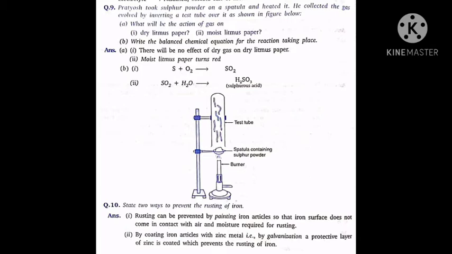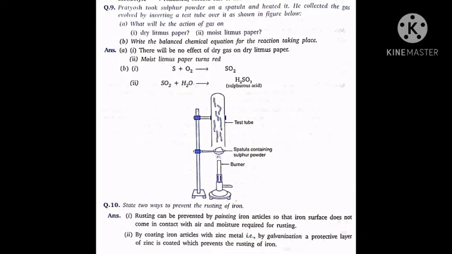Question number 9. Pratyush took sulfur powder on a spatula and heated it. He collected the gas evolved by inverting a test tube over it as shown in the figure below. A. What will be the action of the gas on first, dry litmus paper, and second, moist litmus paper? B. Write the balanced chemical equation for the reaction taking place.